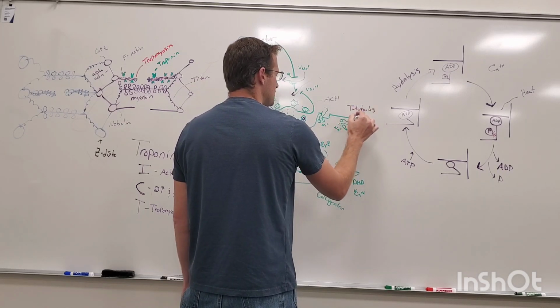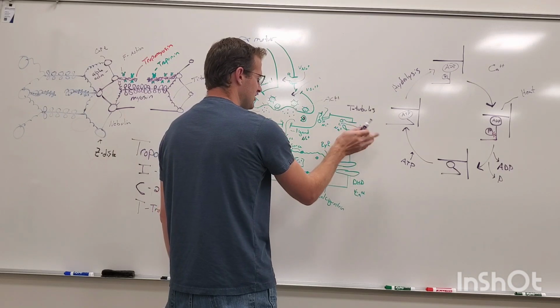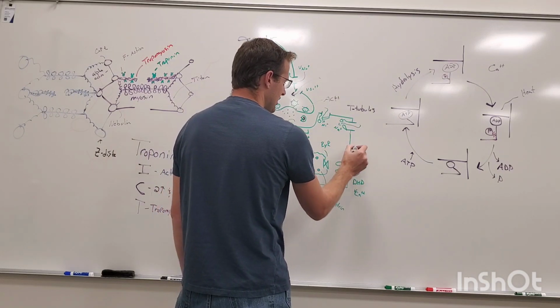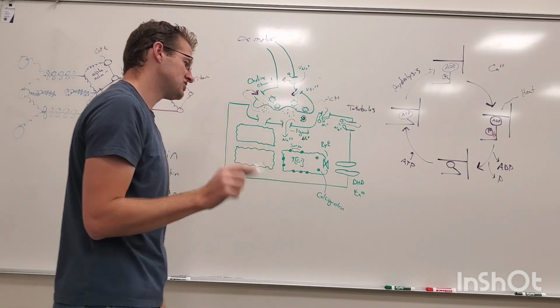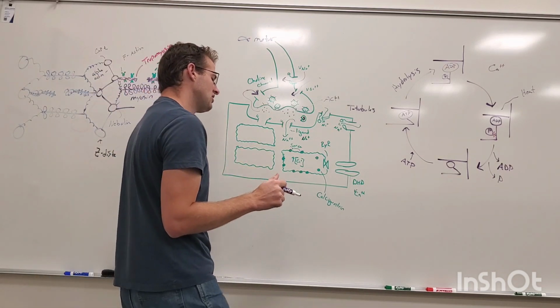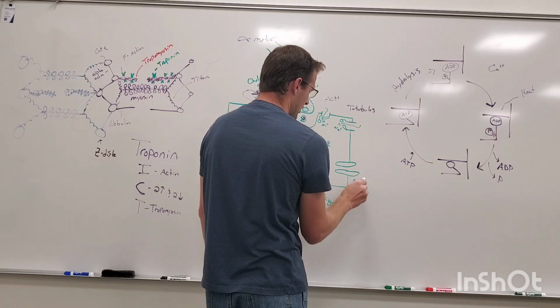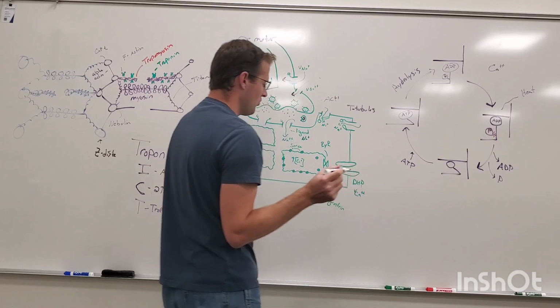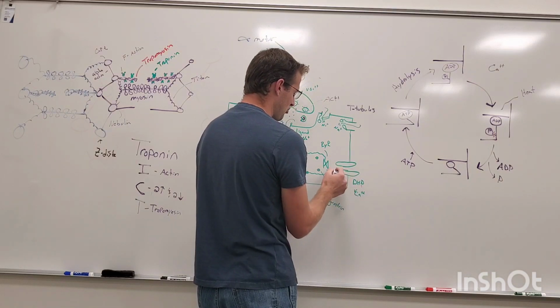Alright, the T-tubules, action potential is going down. We have another voltage-gated sodium channel here, so sodium is getting in. And then we get down here, and we get to a voltage-gated calcium channel, and this is called the DHP channel. It's a voltage-gated channel, and it's going to open its door.